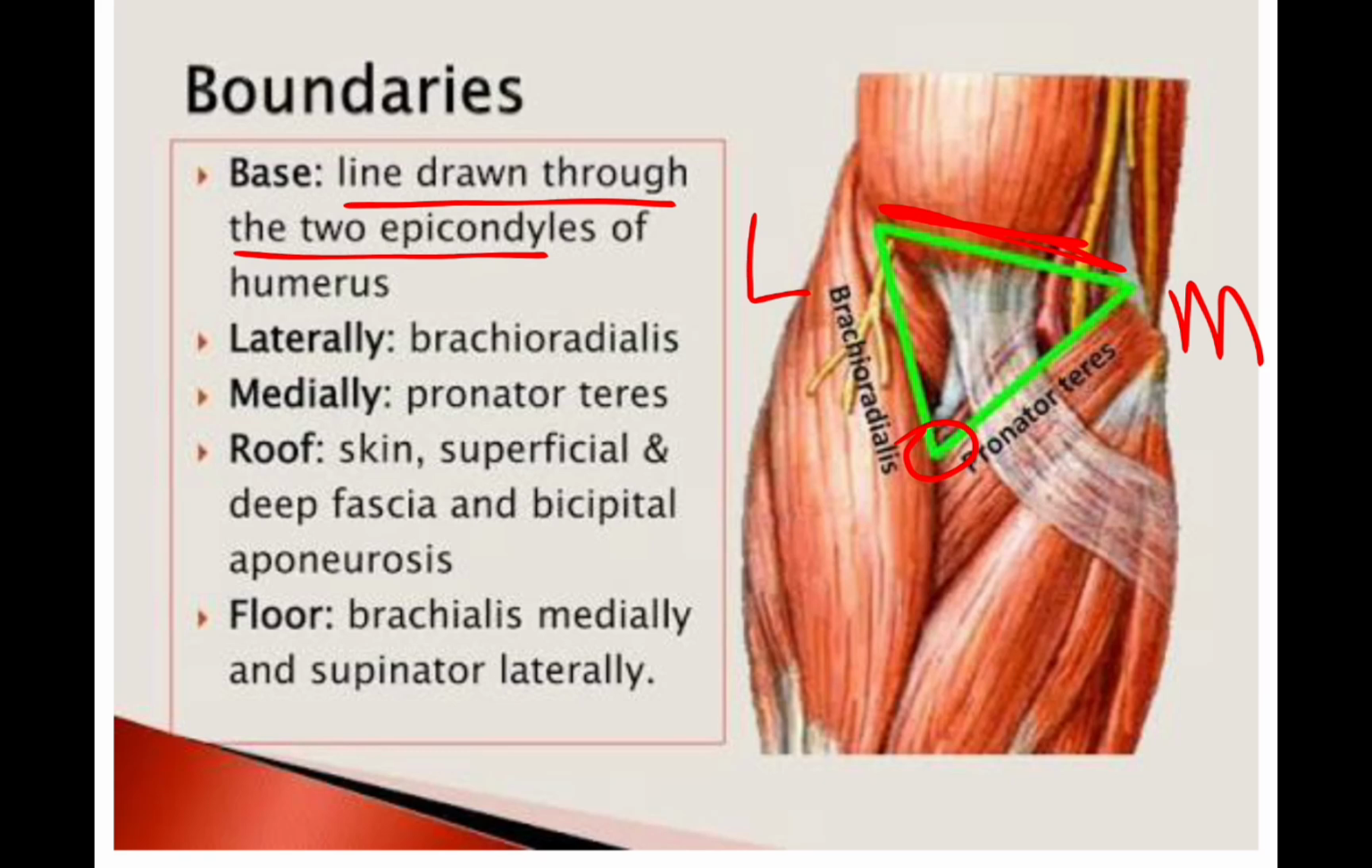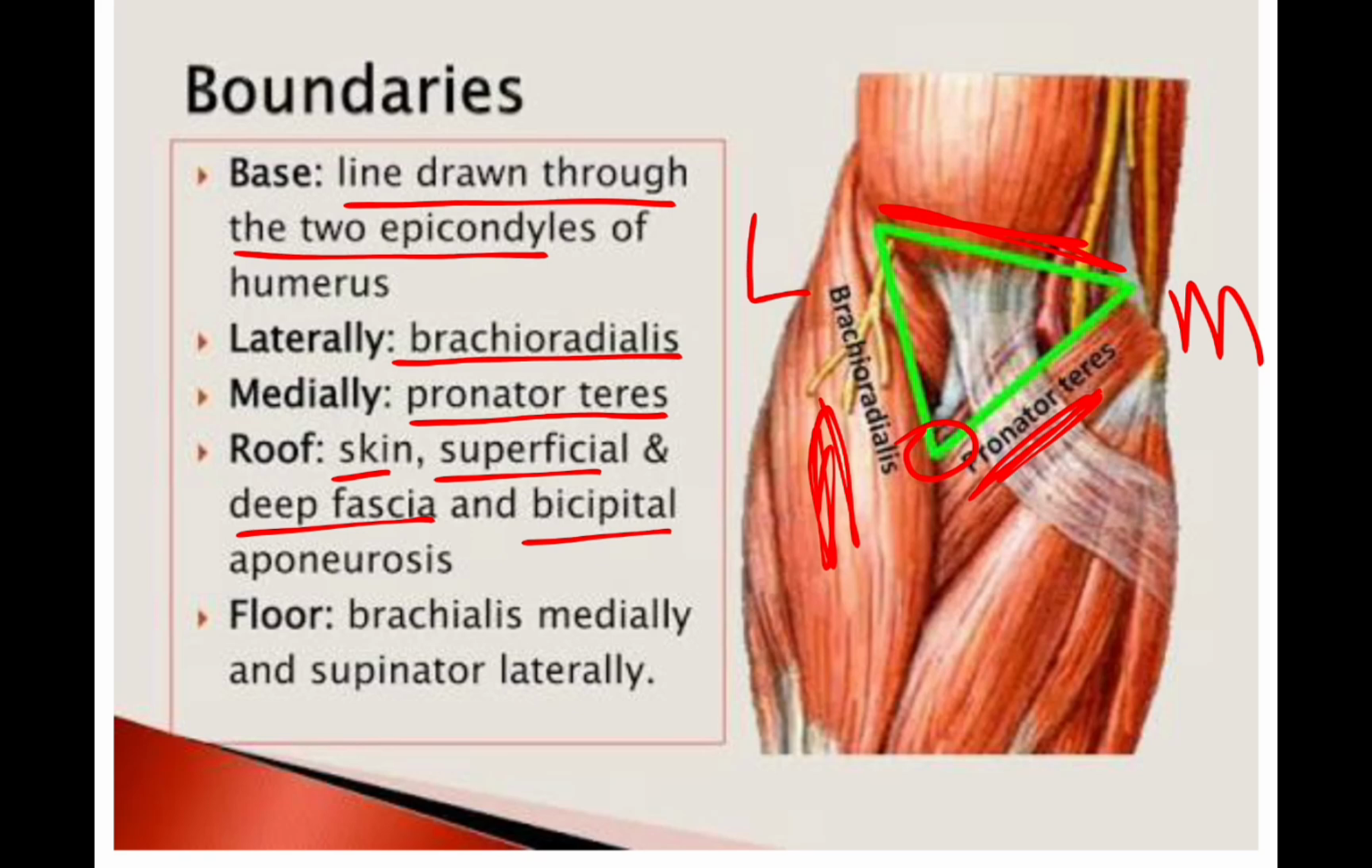The lateral border is formed by the brachioradialis muscle. The medial border is formed by the pronator teres. This is the brachioradialis muscle. This is the pronator teres muscle. The roof is formed by the skin, superficial fascia, and deep fascia, as well as the bicipital aponeurosis. See this fascia you see here, the bicipital aponeurosis forms part of the roof.